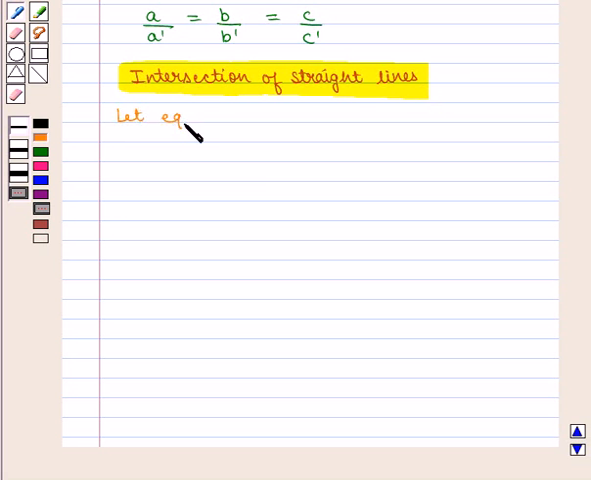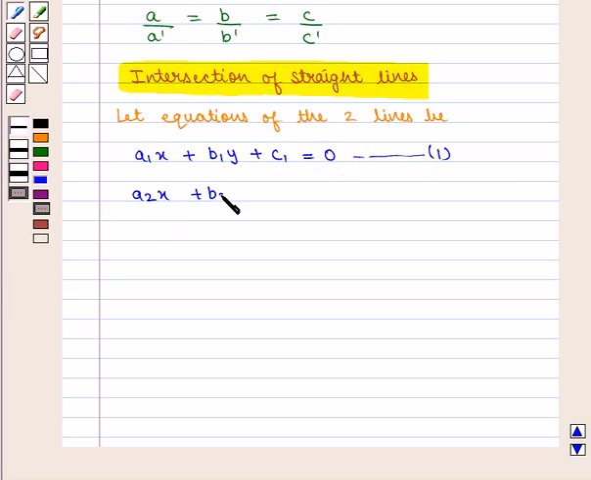Now, let us discuss intersection of straight lines. Let equations of the two lines be a1x plus b1y plus c1 is equal to 0. Mark this equation as 1, and a2x plus b2y plus c2 is equal to 0. Mark this equation as 2. We know that the coordinates of the point or points of intersection of the two lines satisfy the equation of both of them, and so their coordinates are obtained by solving their equations simultaneously. And the corresponding values of x and y so obtained give the value of abscissa and ordinate of the point of intersection.